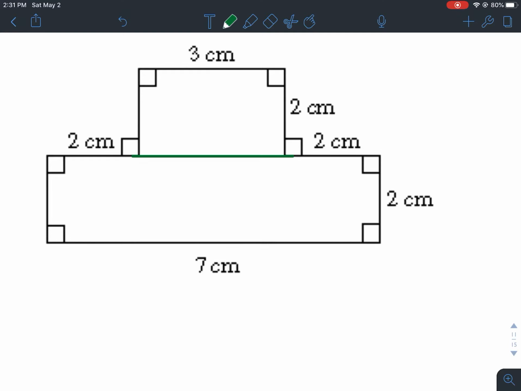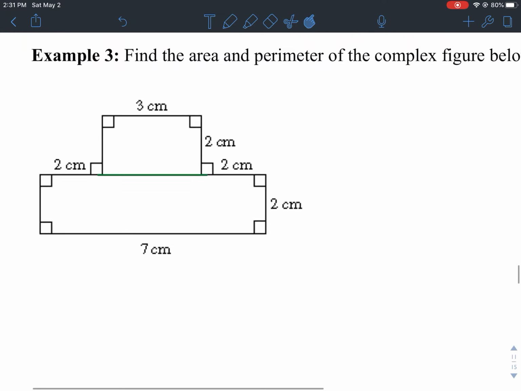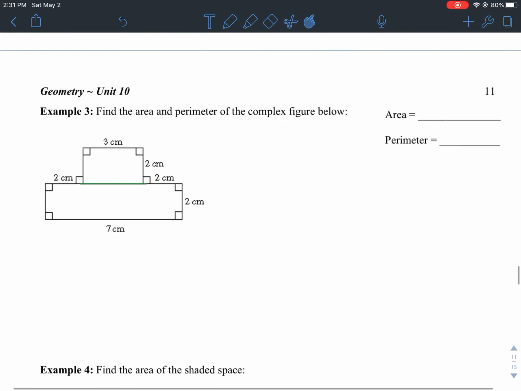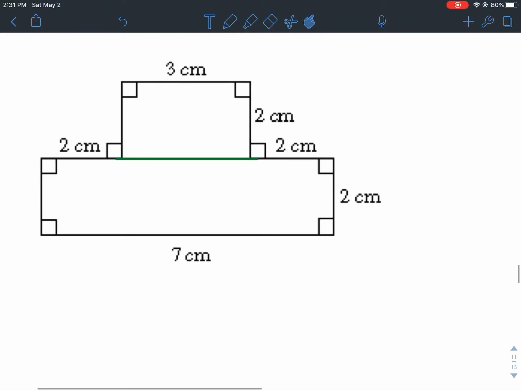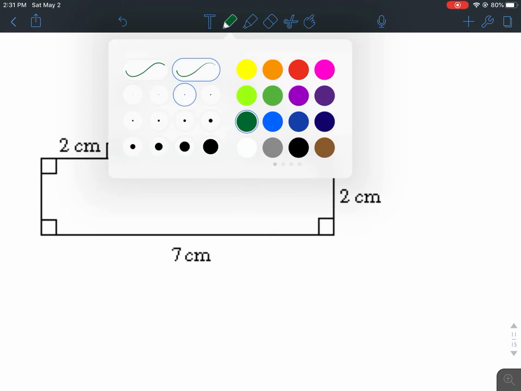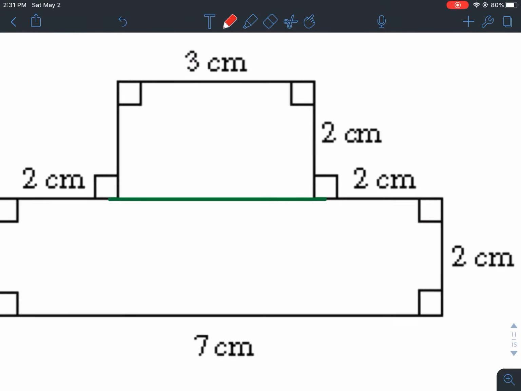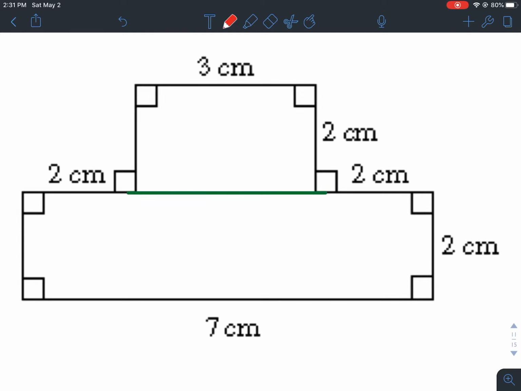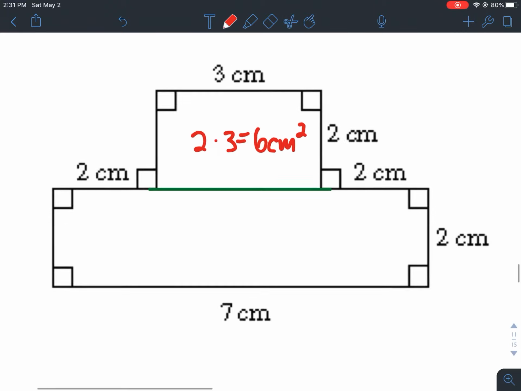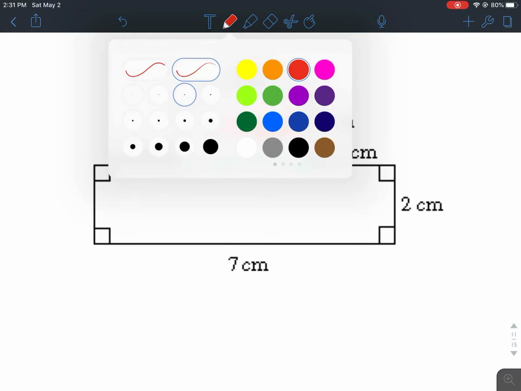So again, a composite figure is a shape that can be divided into more than one basic shape, and in this case we have two basic shapes, two rectangles. If you want to find the area, let's simply start by finding the area of the rectangle on top. The area of this rectangle would be length times width, so 2 times 3, which is a total of 6 centimeters squared. So that is the area for the rectangle on top.